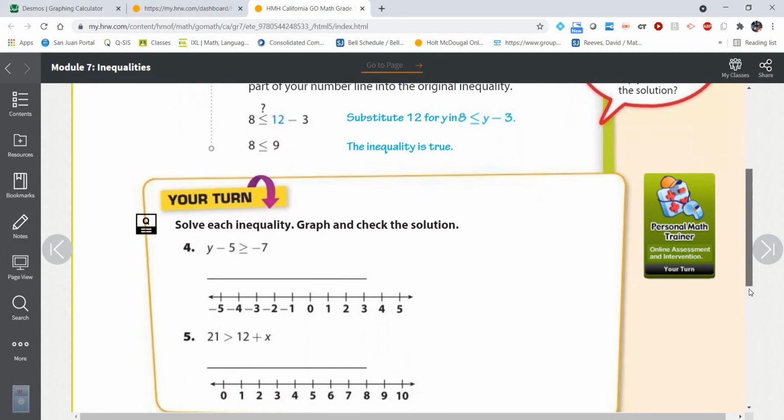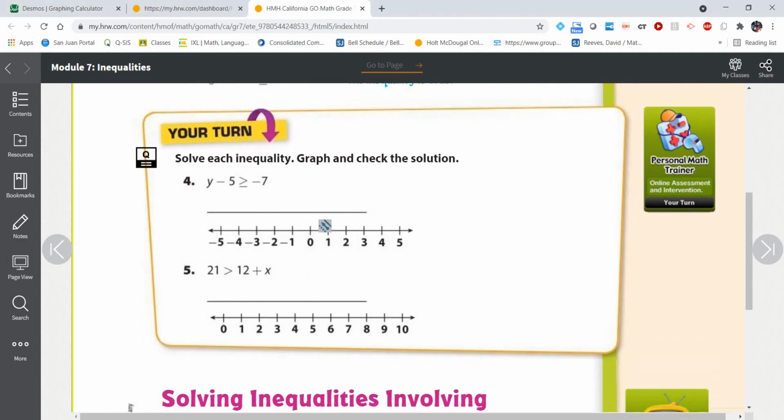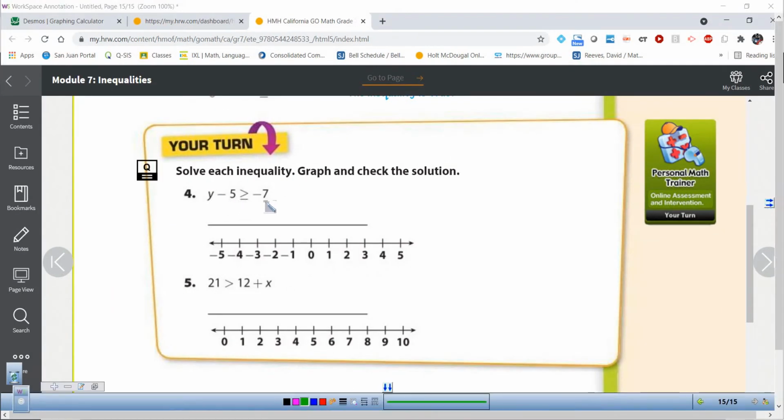Let's go ahead and do a couple examples right here. We've got y minus 5 is greater than or equal to negative 7. What is the inverse of subtracting 5? It is adding 5. So I'm going to add 5 to both sides, and when I do that, I get y is greater than or equal to negative 2.